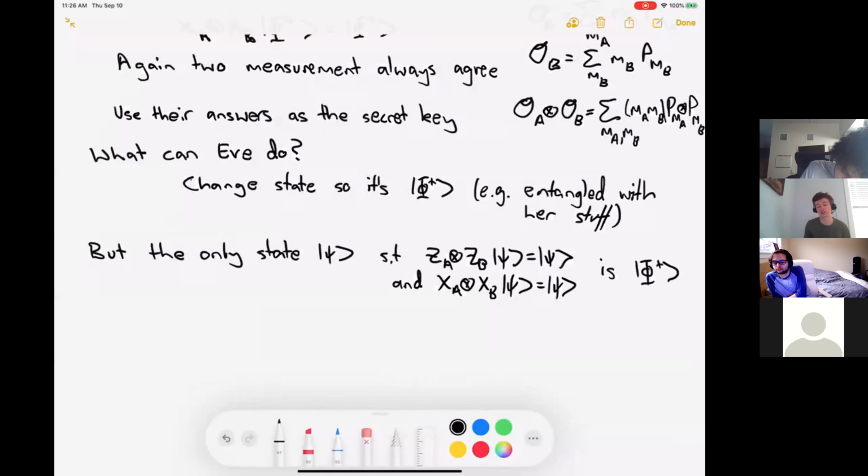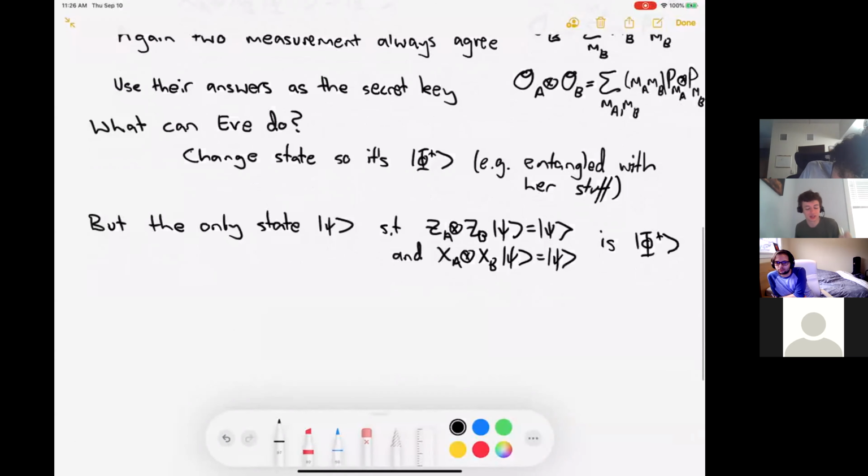So anything else she does to that state, or any way she entangles it, so it's like phi plus times some state that she has plus some different state to phi plus times something else, then it will always be the case that Alice and Bob won't always get measurements that agree. Okay? Anything Eve does will make Alice and Bob's measurements disagree.